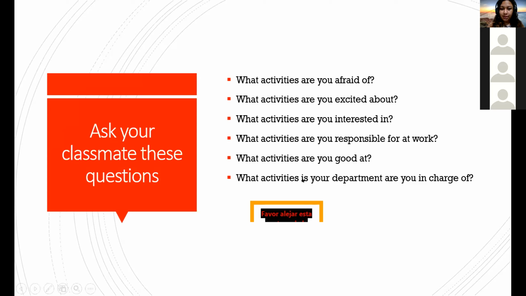What activities in your department are you in charge of? So you say, I'm in charge of, okay. At work, what are you in charge of? Of sales. I'm in charge of sales. Okay. All right. Making projects. Good. Anybody else? I am in charge of interviewing. Interviewing candidates or people. Yes. Okay.